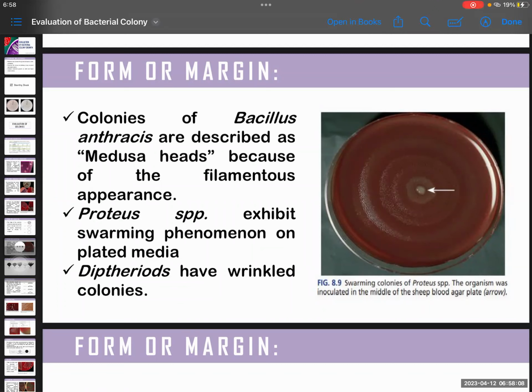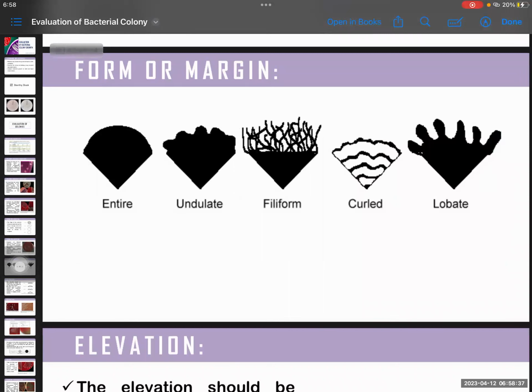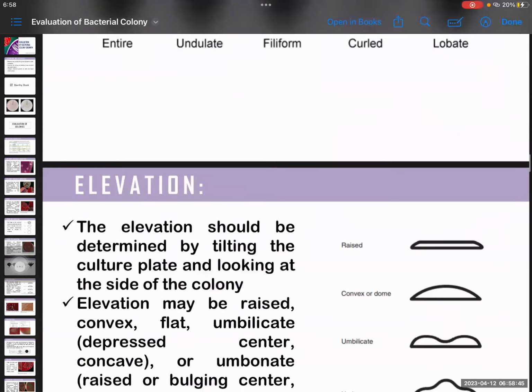So parang veil-like appearance, yun din yung minsan na ginagamit na term. Veil-like appearance all throughout the agar, or swarming phenomenon. Again, don't forget, that is a very specific characteristic of the species of Proteus. Also, diphtheroids. Mga diphtheroids, just like Corynebacterium diphtheriae, have very wrinkled colonies, okay? Very wrinkly colonies. Aside from that, you can also describe the form as entire, undulate, filiform, curled, or lobate.